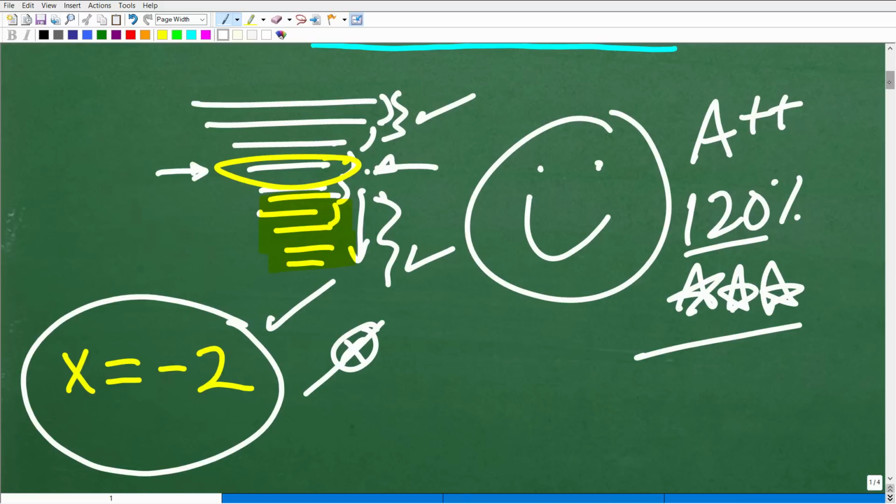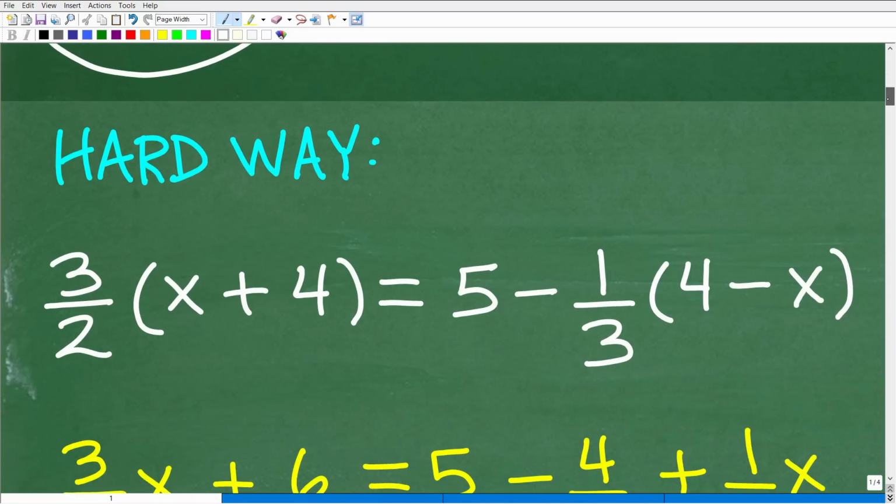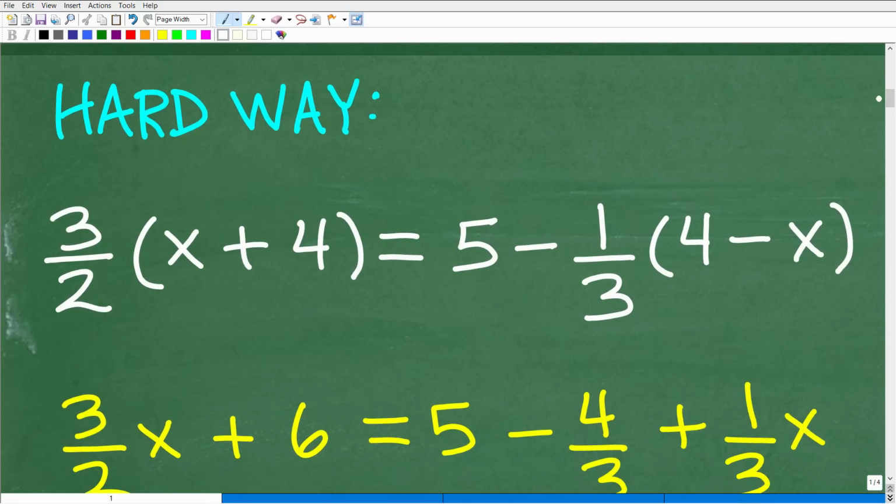Okay, so let's go ahead and get into this right now. As promised, I'm going to do this problem the hard way, and then I'm going to show you a much easier way, and that is the way that you want to approach equations with fractions. And that's really the big picture topic of this video. Now, there are quite a bit of steps, and I already did the problem. I'm not going to explain all the steps involved.